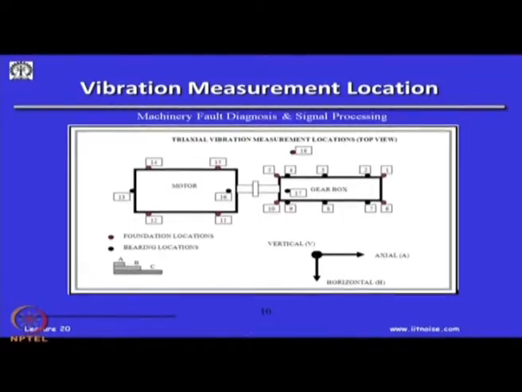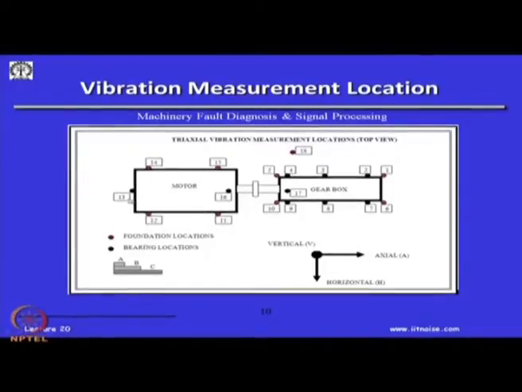Okay. These are places where we should not put the accelerometers. With this in mind, I will show you another case, a typical motor gearbox. This is the top view, and there are many different locations where the vibrations were monitored. The black ones are the bearing locations.